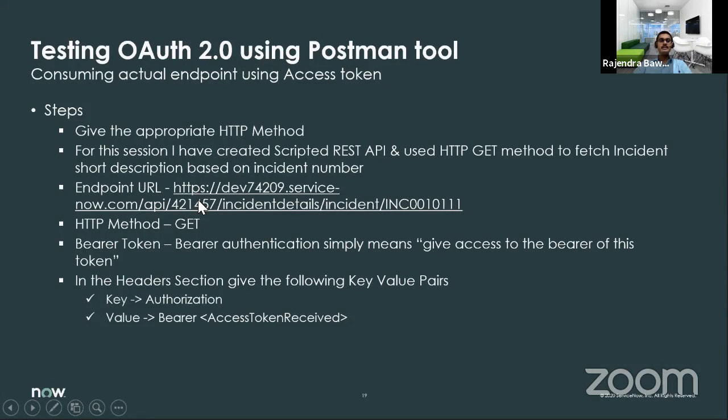The HTTP method will be GET, and in the header section, you have to give the key value pairs as below. You have to send the access token which you have received in order to obtain the API response, because without the access token, ServiceNow can't verify your identity.